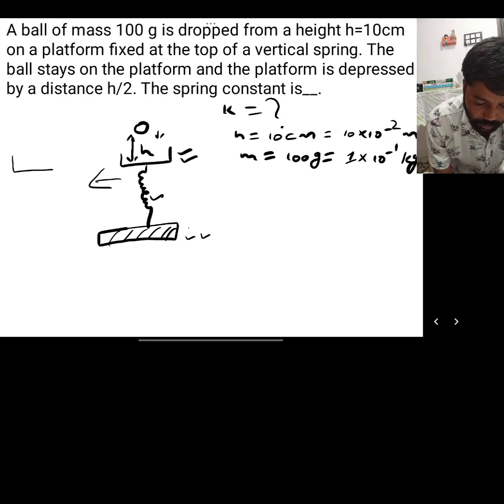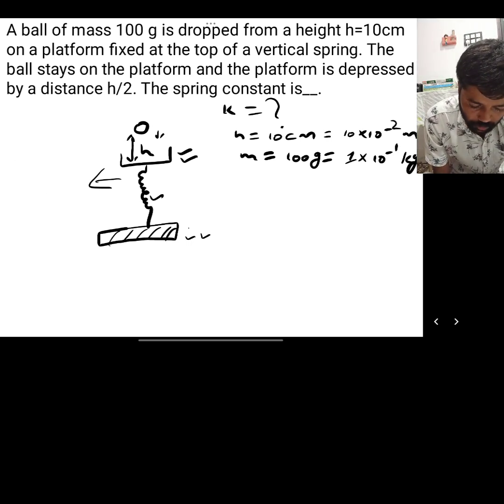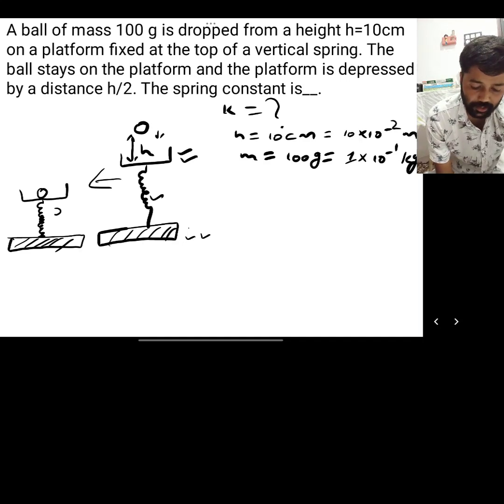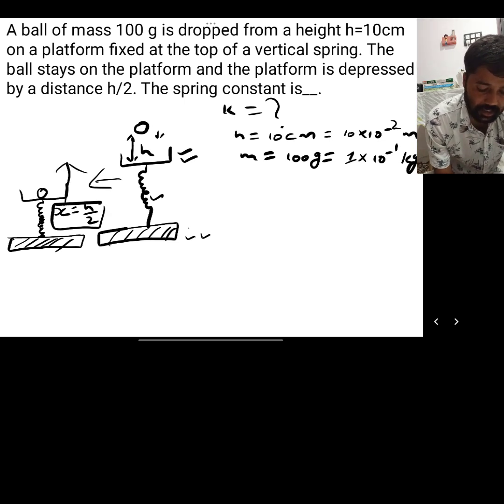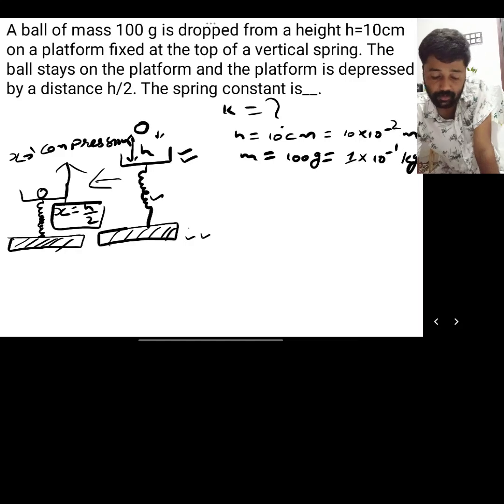Now, after the ball hits, as it hits this platform, the spring gets compressed. Let me draw it again. This is the base where the spring is attached, and the spring got compressed by h by 2. Compression we usually denote by x, so x is h by 2. Here x is the compression, or the change in length of the spring.